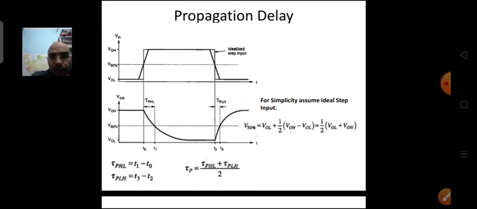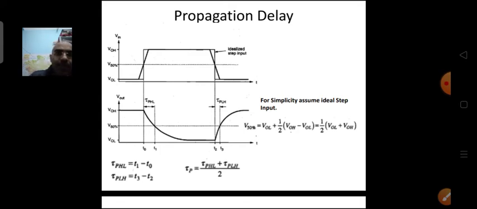Similarly, on the other side, there is the rising of the output waveform. The time duration from the 50% transition of the falling edge of the input waveform to the 50% of the rising edge of the output transition waveform, that duration will be denoted by tau PLH.